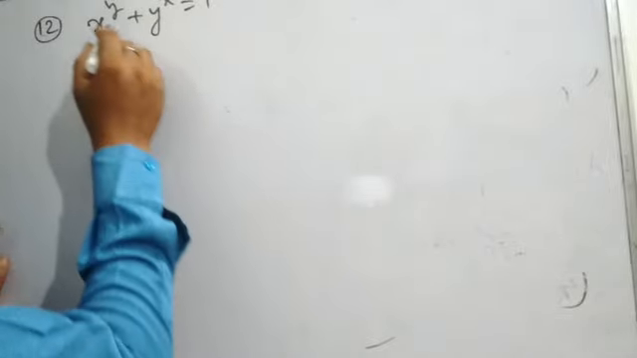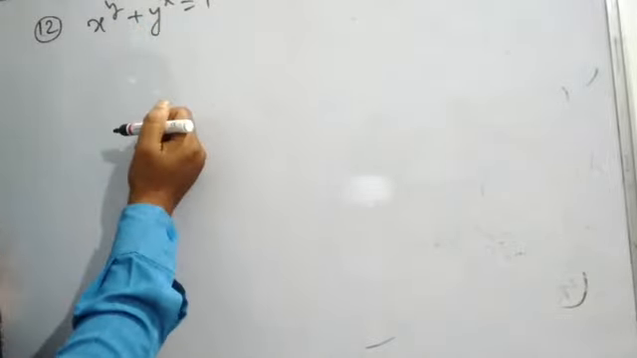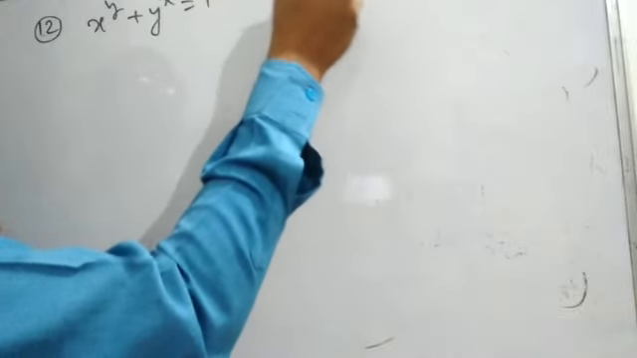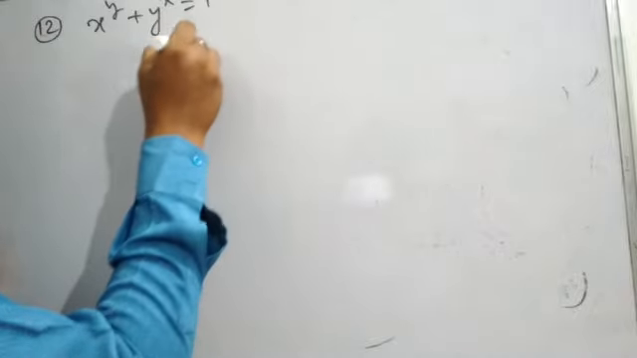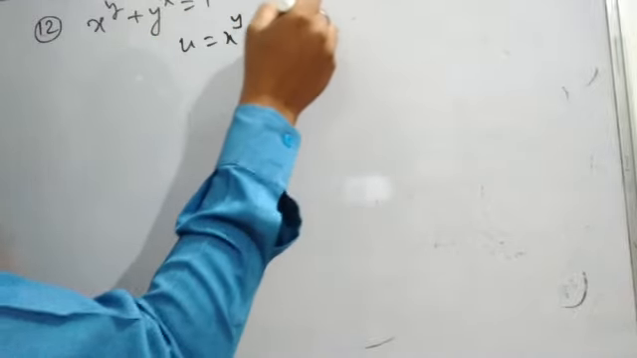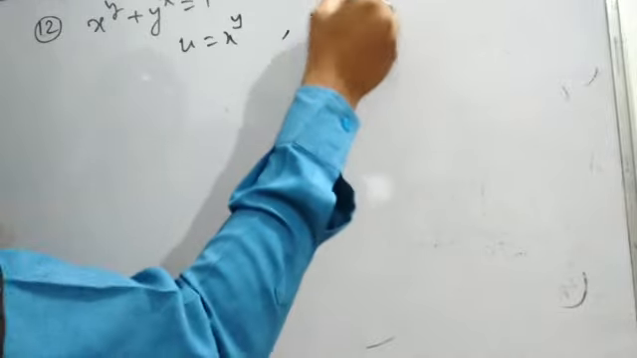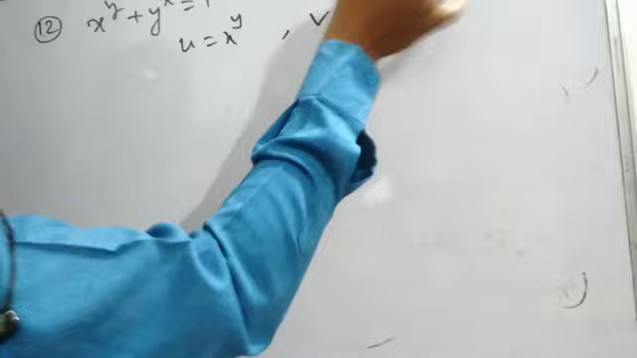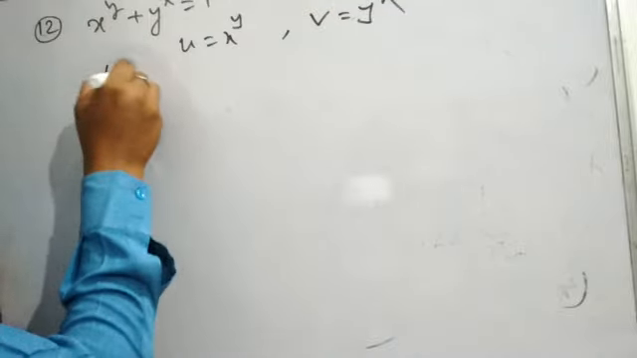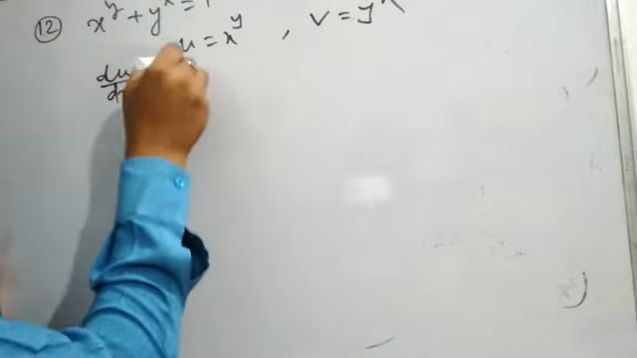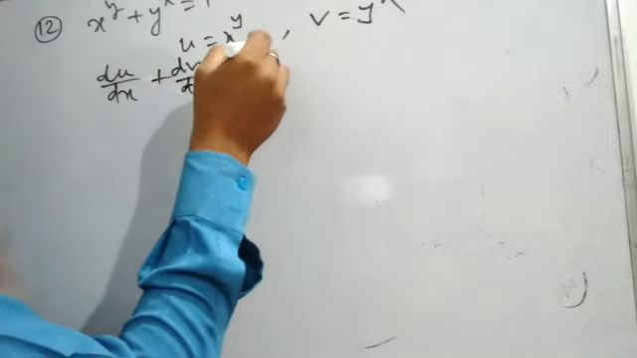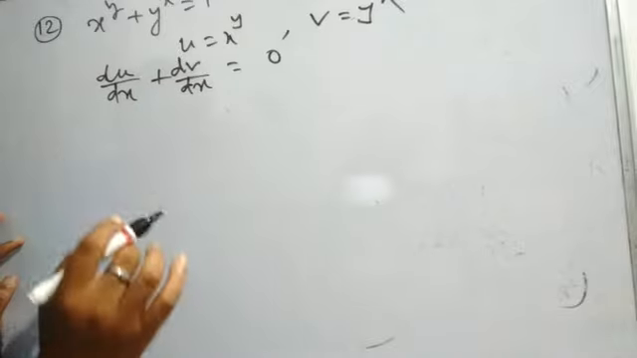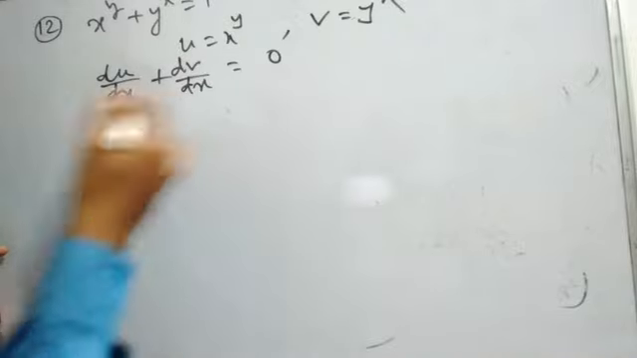What is it? x to the power y plus y to the power x is equal to 1. So I consider u plus v is equal to 1, that is u is equal to x to the power y and v is equal to y to the power x. So differentiate both sides with respect to x of equation 1, you will get du by dx plus dv by dx is equal to 0. From this relation we have to find the value of dy by dx. How can I find? Now derive it.